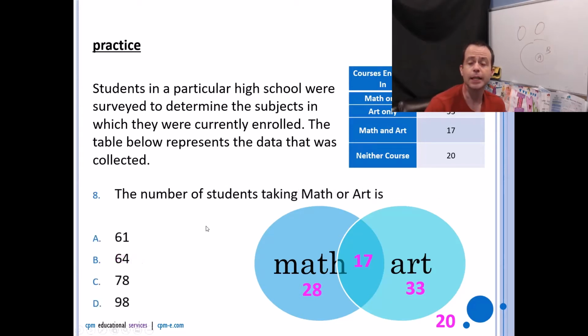The number of students taking math or art. Again, be careful with that. That includes math only, that includes art only, and that includes taking both at the same time. So you're gonna add up the 28, the 18, and the 33 altogether, and that gives you 78. Okay.